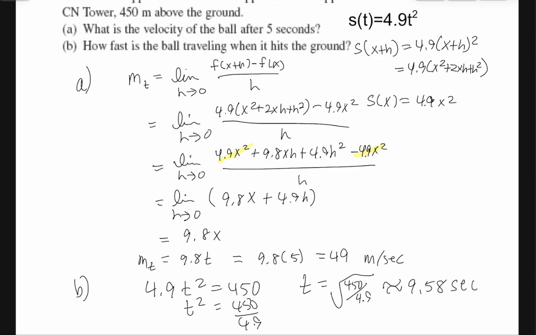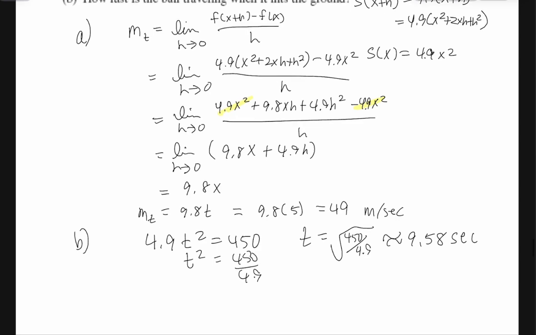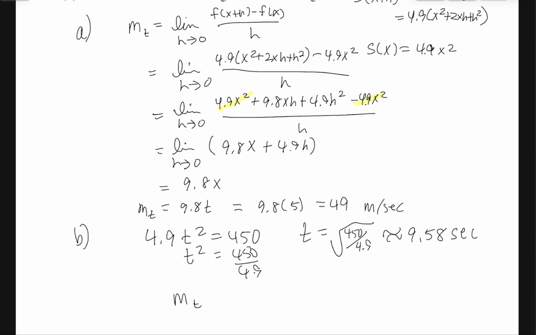9.58 seconds. So the speed at the ground, we have a nice formula for that instantaneous rate of change now, don't we? We know that the slope of the tangent at that point is 9.8t. So in this particular case, it's just going to be 9.8 times 9.58, which would be 93.884 meters per second.